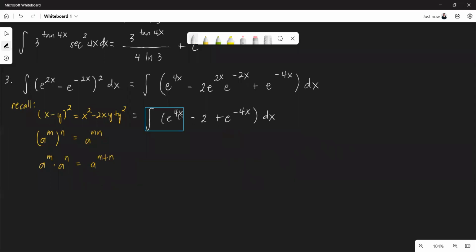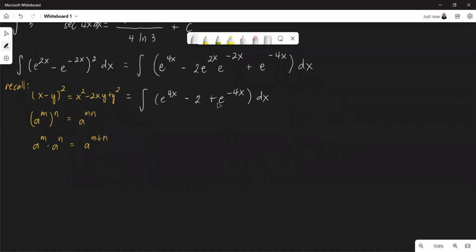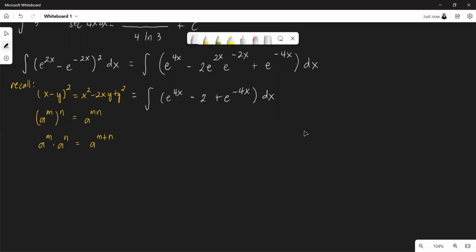You cannot combine e to the power of 4x and e raised to the power of negative 4x because they have different exponents and they are being added. If they are being multiplied, then we can combine them, but for this one, leave it as it is, and then proceed to integration. So the integral of e raised to the power of 4x dx. Okay, so let me write each term.